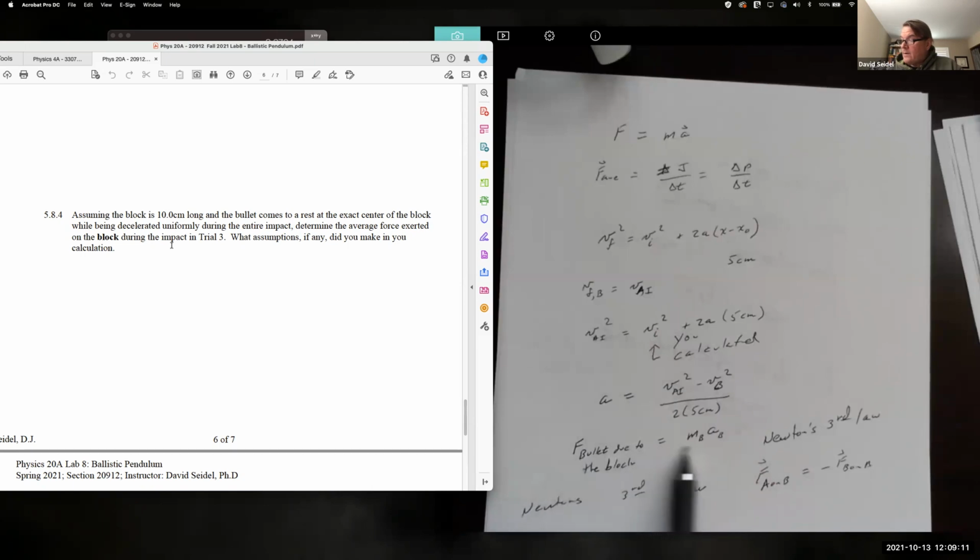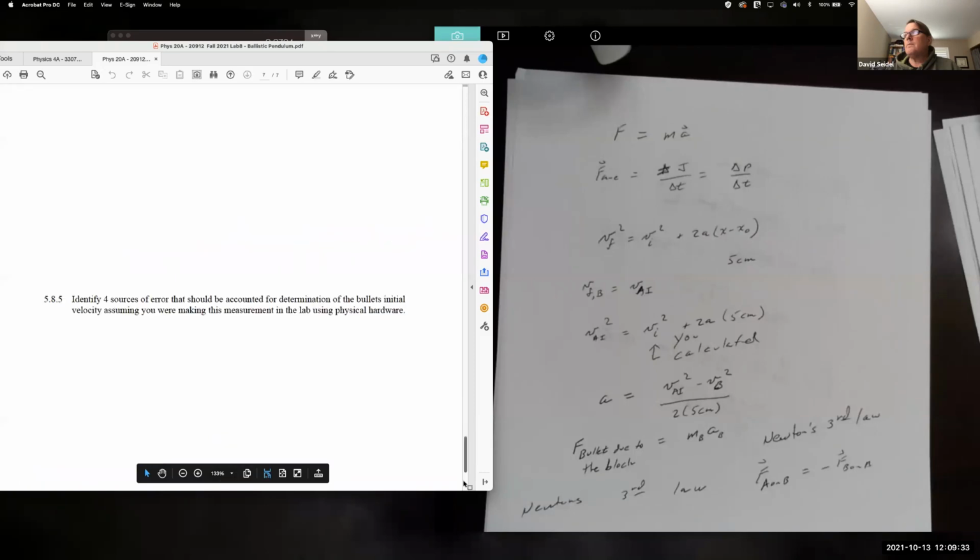So I calculate the force on the bullet due to the block, and now I can get the force on the block due to the bullet by using Newton's third law. It's just the same. It's the same magnitude, opposite direction. Make sure you give the directions on the answer here. So I'm giving you a little bit of room to work it out.